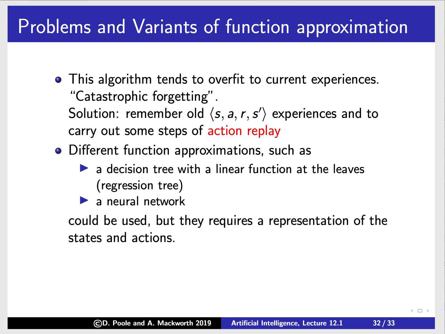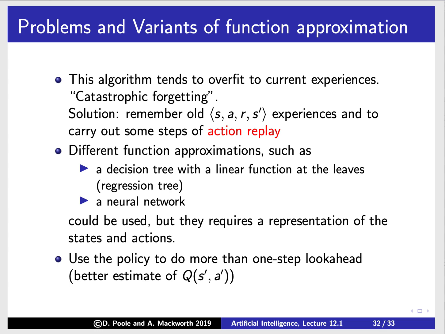Now you could use different function approximators, such as a decision tree with linear functions at the leaves, which is called a regression tree. There are all sorts of representations we could do. We could do a linear function of decision trees. We could do a neural network. But they all require some representation of states and actions. You need to give it some way to represent them. The recent trendy ones for neural networks have been given an image. You can learn that as our representation, for which we can learn features that are useful.